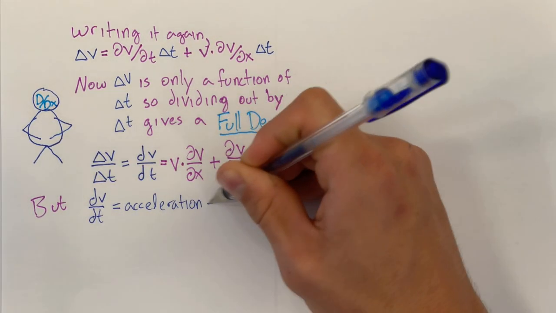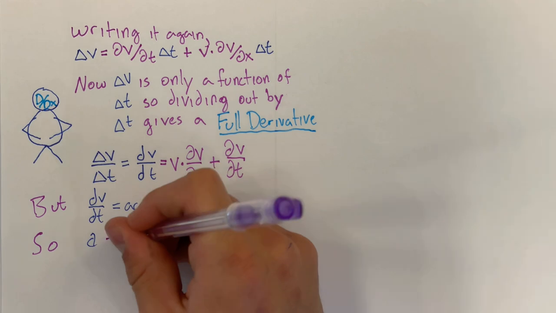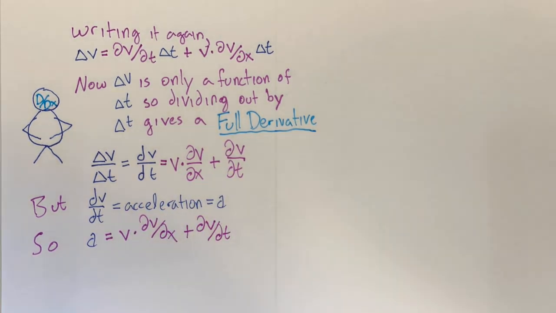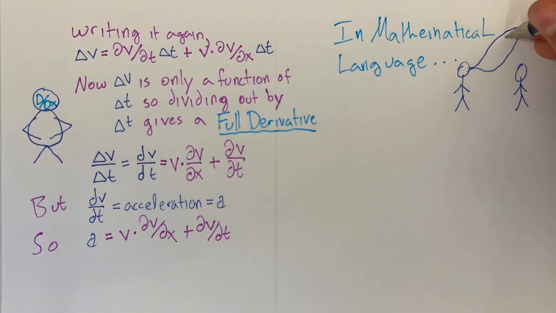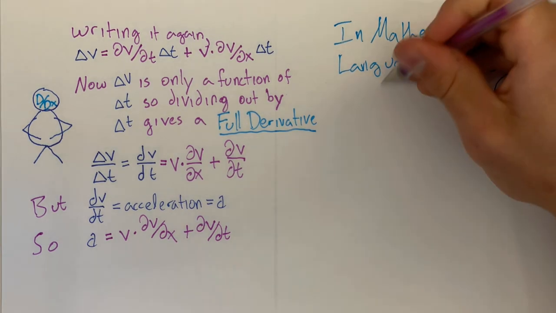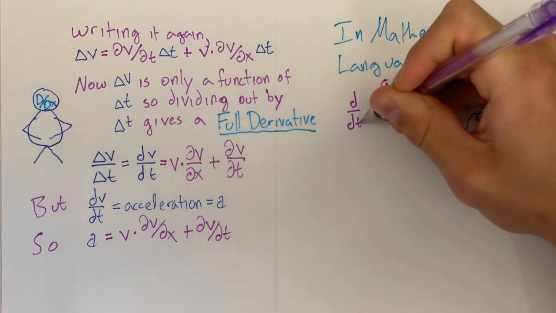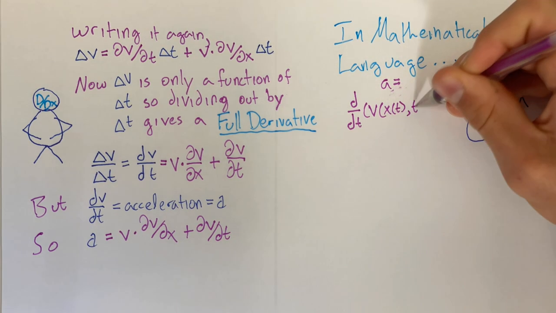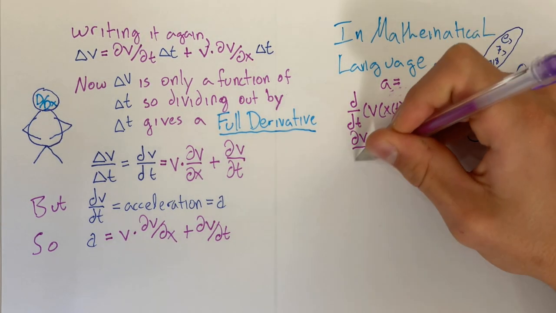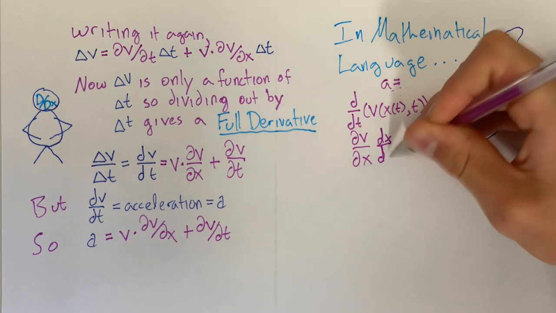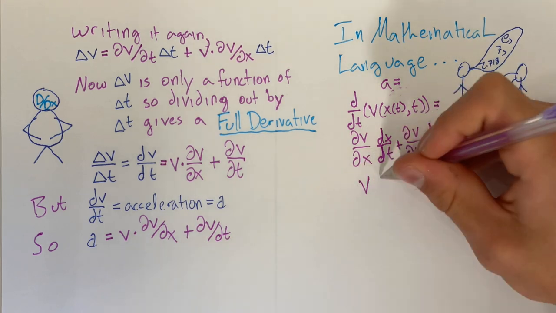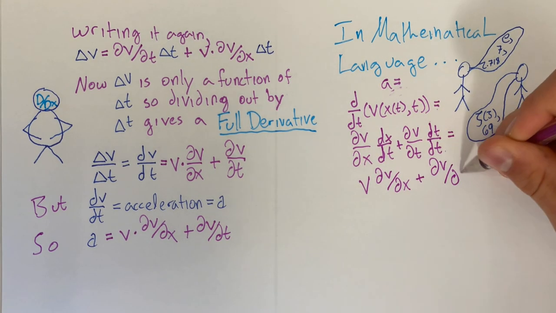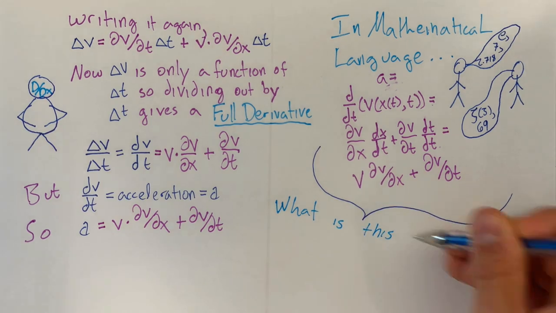But we know what a full derivative of velocity with respect to time is. It's acceleration. So our equation reads a equals v partial v partial x plus partial v partial t. For those of you comfortable with the multivariable chain rule, we can get this result in a few quick lines by writing a equals dv dt equals dv of x of t comma t dt equals partial v partial x times dx dt plus partial v partial t times dt dt, which of course is equal to our original result, v partial v partial x plus partial v partial t.